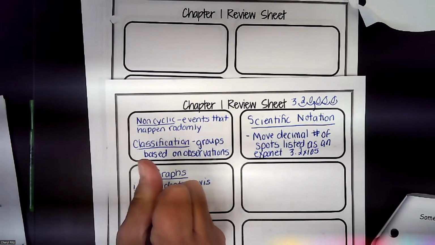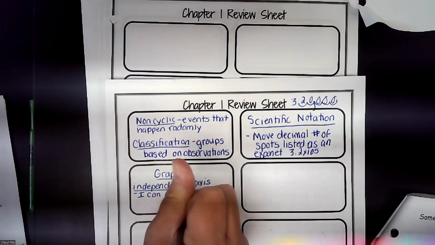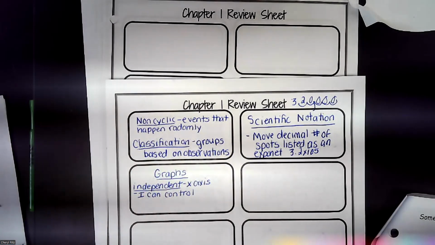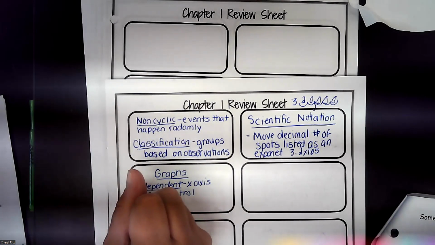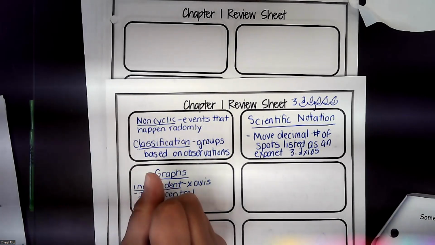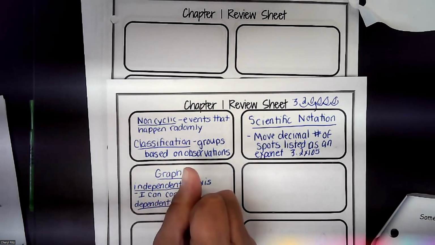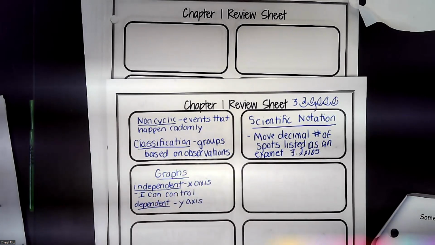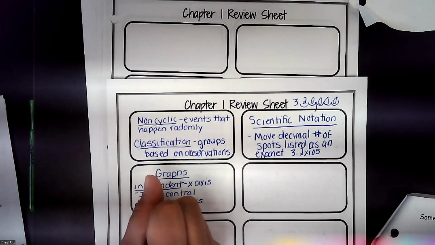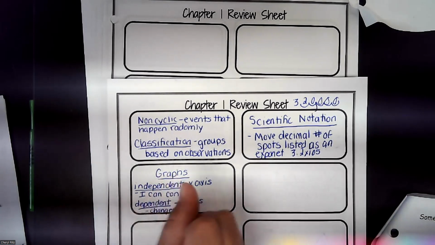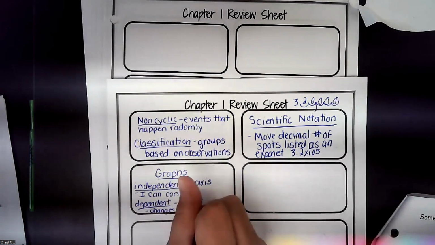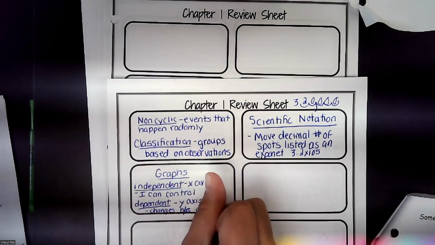The one I can control. Dependent goes on the y-axis. This is the one that changes because of the independent variable.